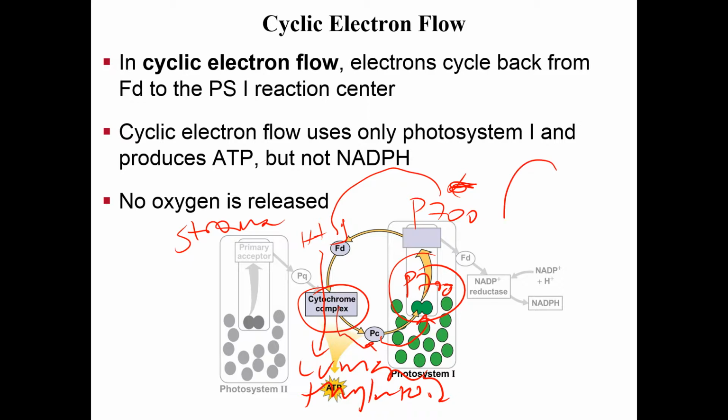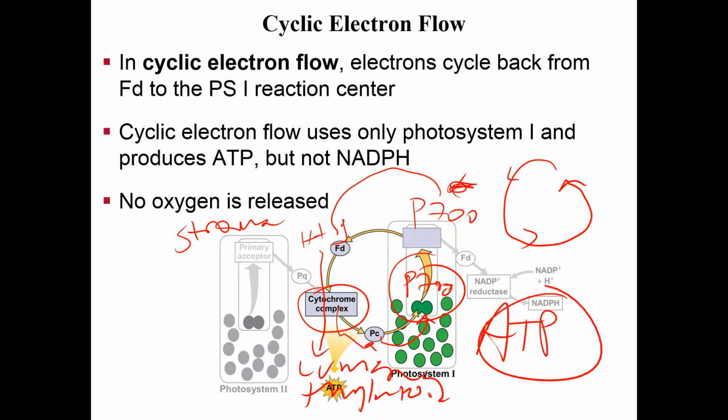Alright, so it's one big cyclical process. And the whole purpose of this is to generate ATP. Alright, so in this case, you're not producing NADPH. You're only generating ATP. You also don't release any oxygen.